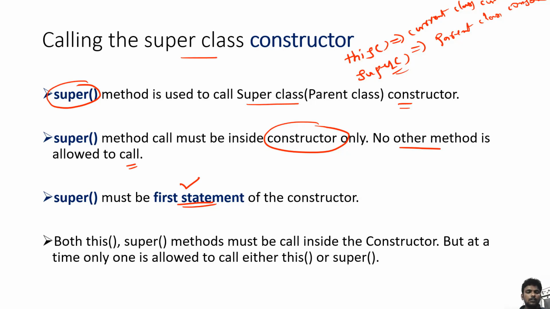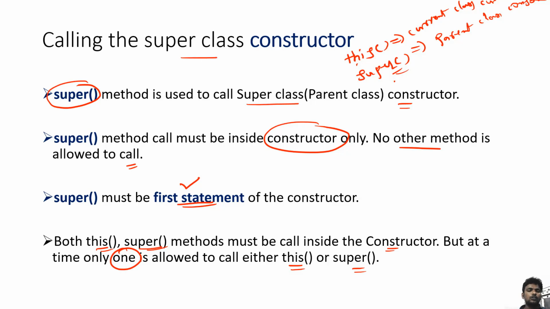Third, the this and super methods must be called inside a constructor, as the name suggests. The this method and super method both are used to call constructors. The this method is used to call the current class constructor and the super method is used to call the parent class constructor. Both must be the first statement of the constructor and both must be called inside the constructor, but at a time only one is allowed. Either you can use this or you can use super, but both are not possible at a time.